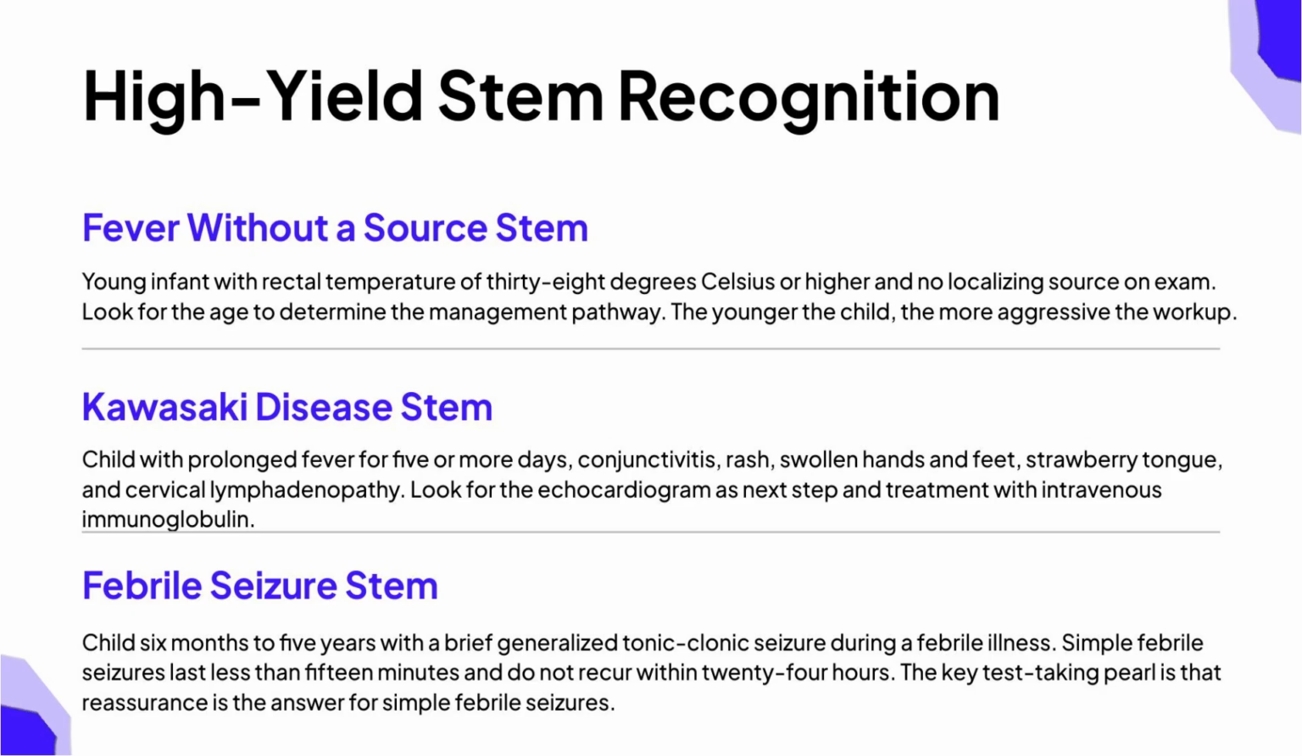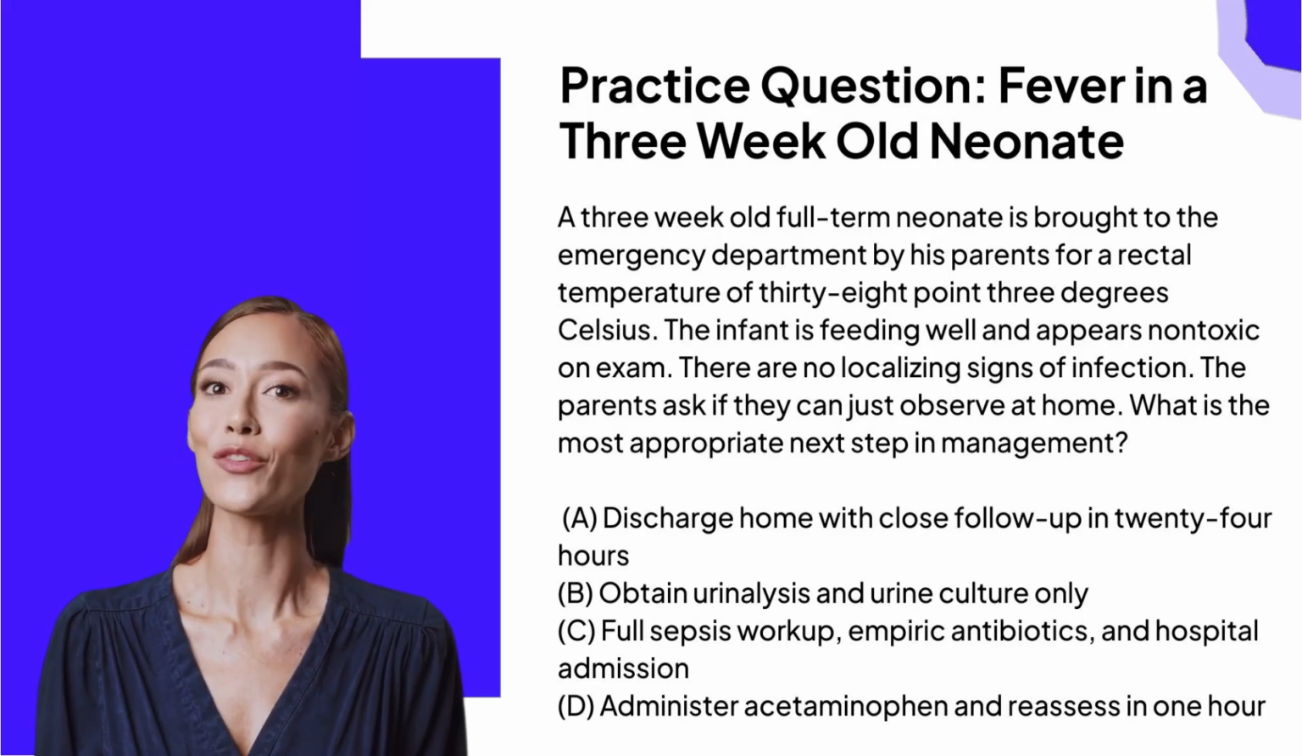For febrile seizures, the classic presentation is a child 6 months to 5 years old with a brief generalized seizure during a febrile illness. Simple febrile seizures are self-limited, and the answer is almost always reassurance. These stems repeat over and over on practice questions and on the real exam. Let us work through our first practice question.